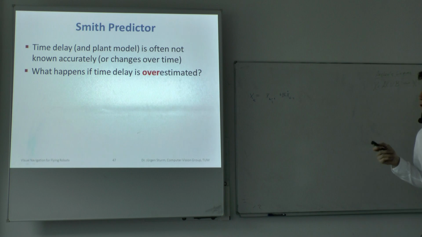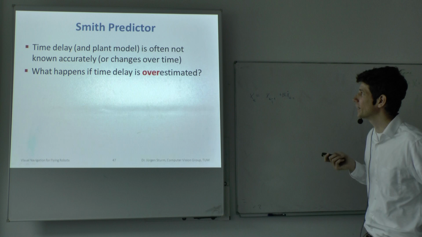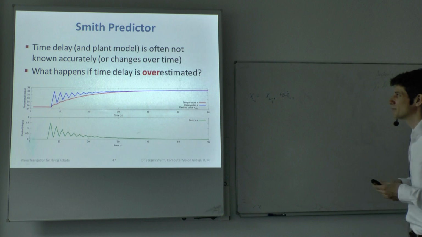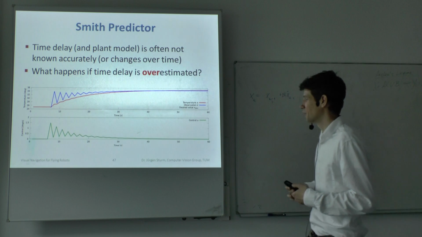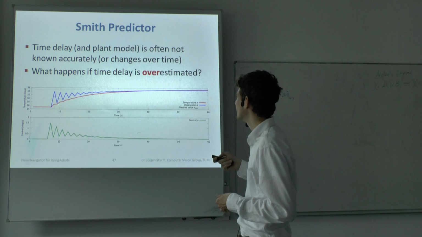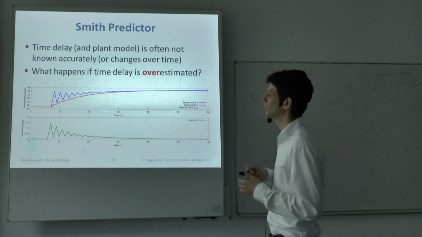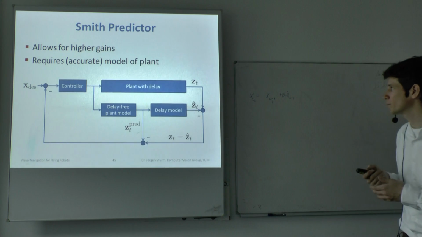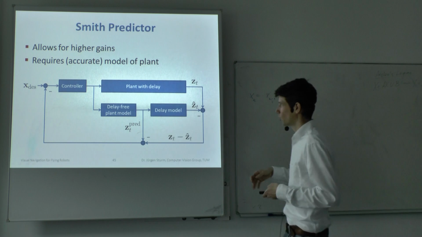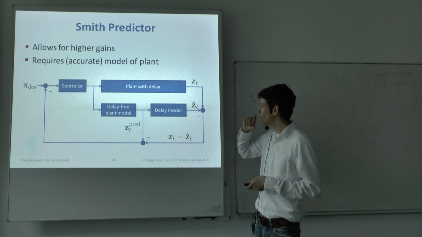And now let's consider two cases. When we overestimate the time delay, so we think that the time delay is too large, then the following happens. You get again oscillations, because the Smith predictor thinks it's doing everything right, but then this delay model here spits out.